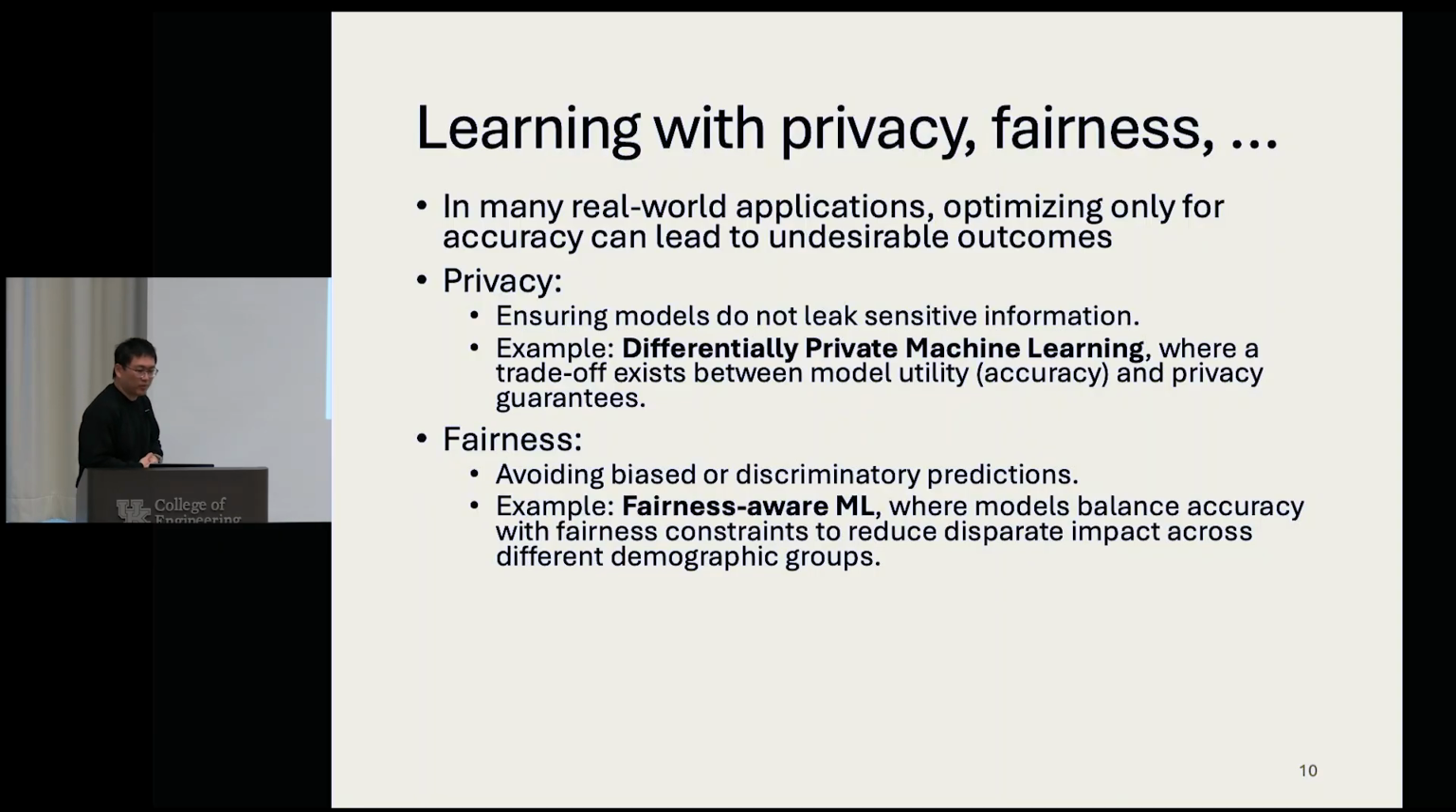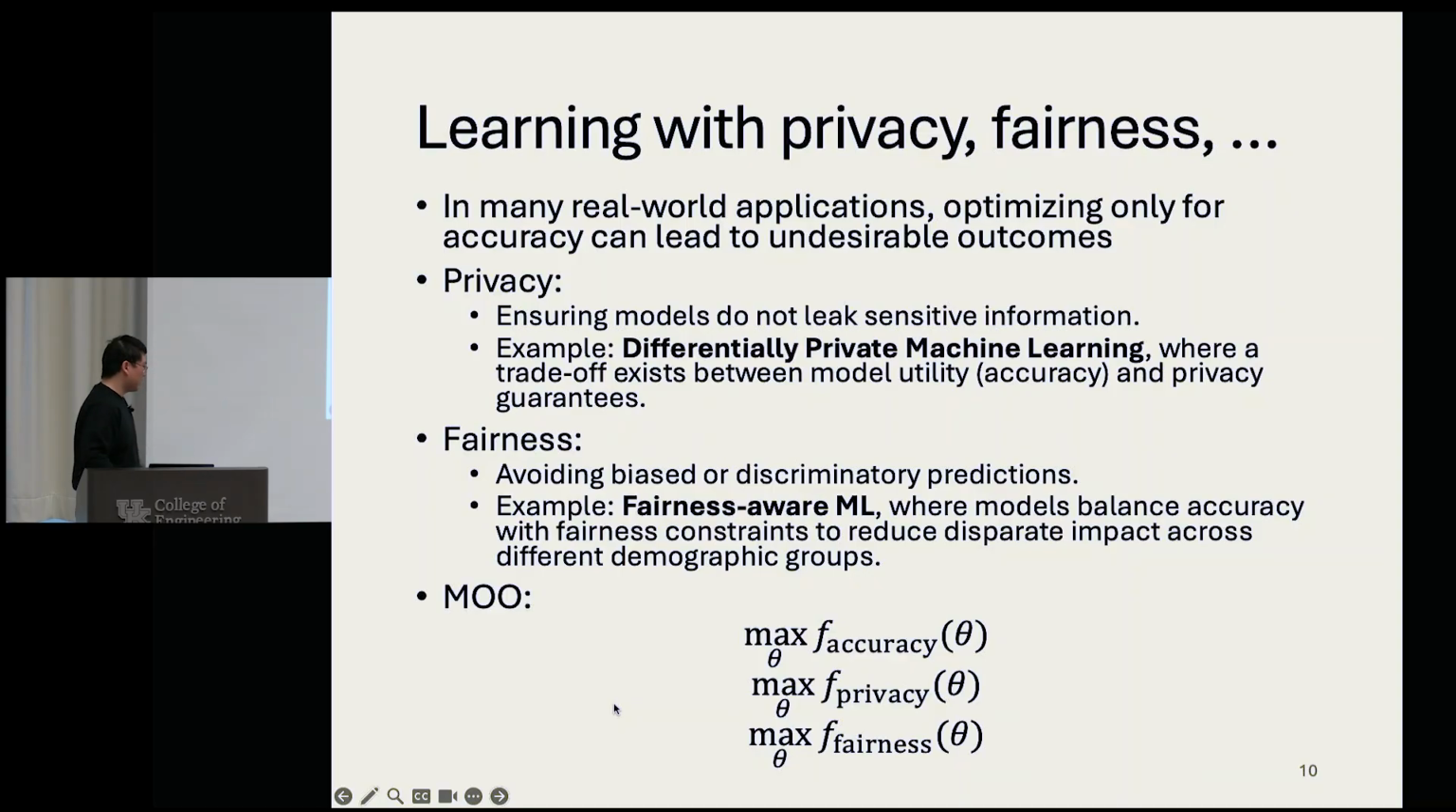In fair machine learning, we balance between accuracy and the fairness constraints. Of course, there may be other types of machine learning that consider more than accuracy, but privacy and fairness may be the two major ones. In multi-objective optimization, you can write different objectives, and we want to maximize those objectives at the same time. So that's how MOO is related to privacy and fairness studies in the machine learning field. Okay, I think that's a relatively long introduction, but I want to give a very clear background of MOO and how it is related to the machine learning field.